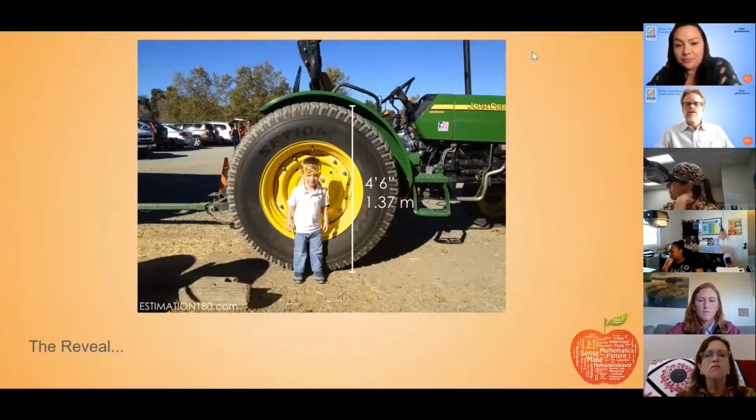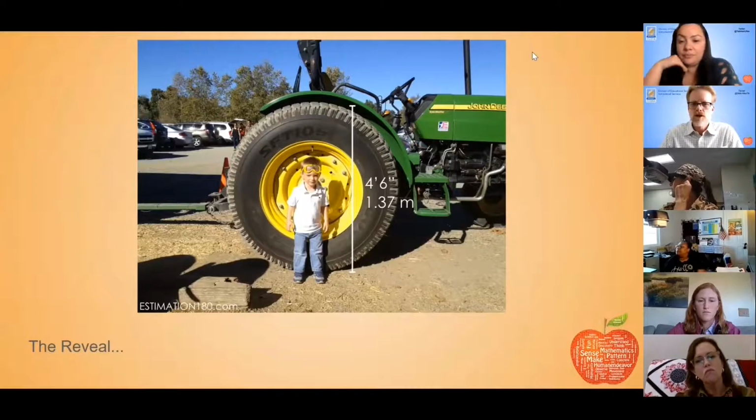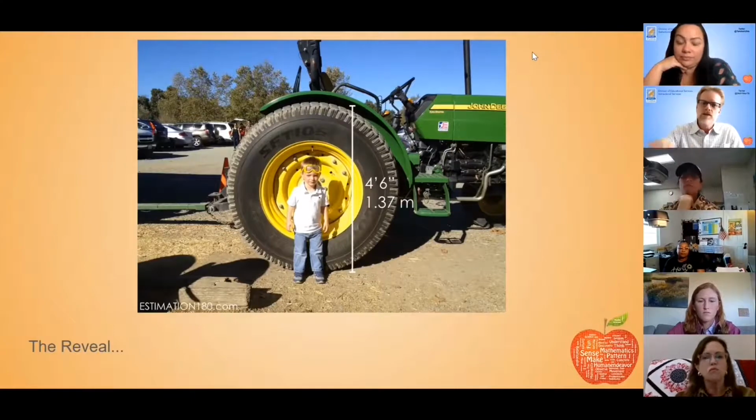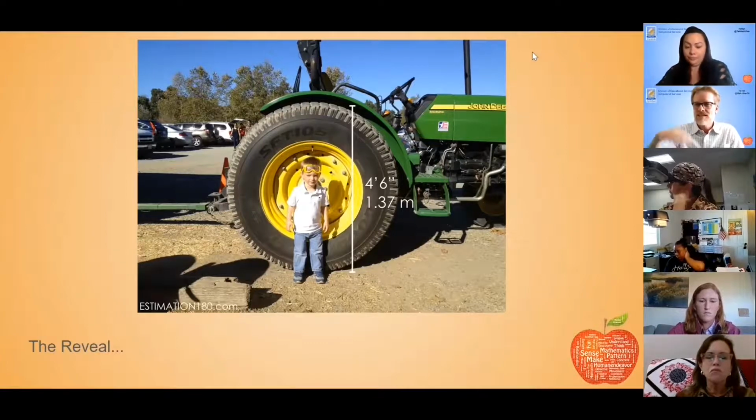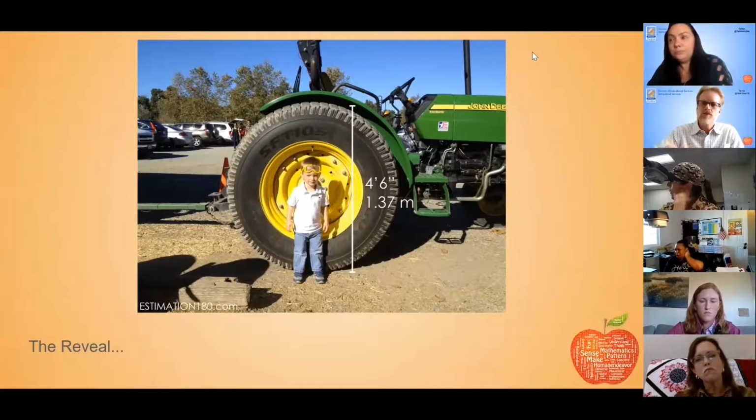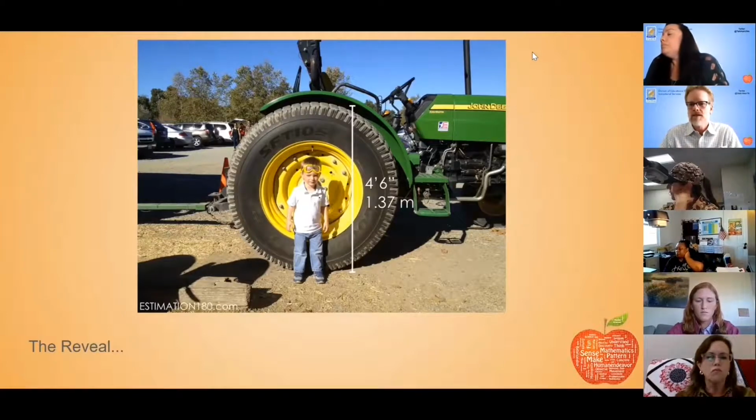Knowing this, you could go into deeper conversations with the students about, if the child is 3 feet tall, prior to doing the reveal, you could have more conversations with them about, is the child past halfway? Is he shorter than halfway? And how does that help you to make an estimate about his height?